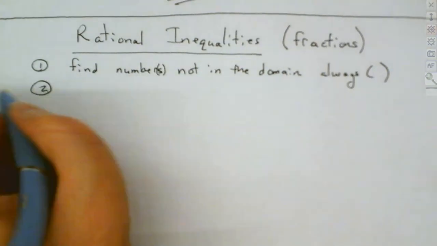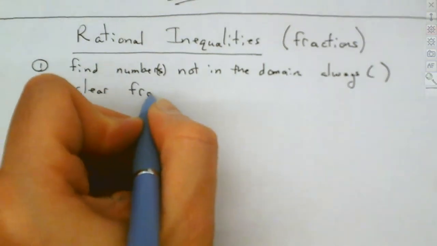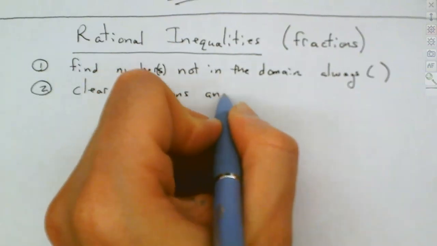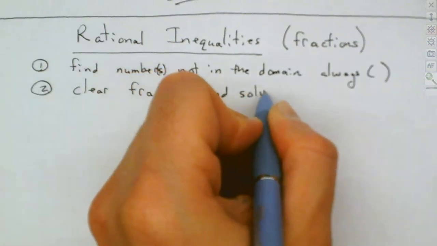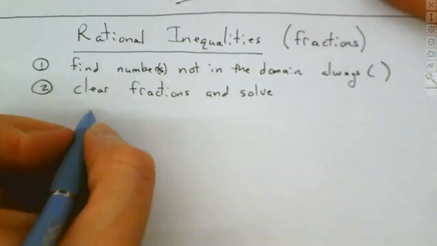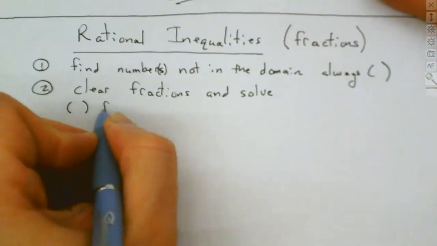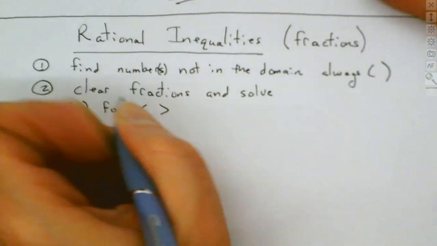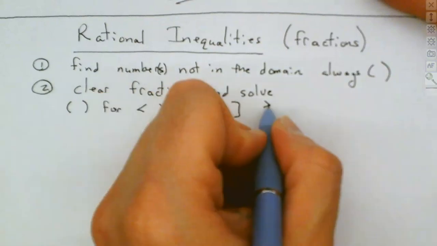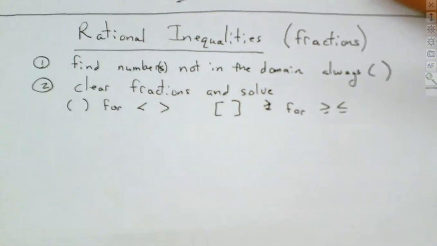Step number 2 is you clear the fractions and solve. Now, these can have either brackets or parentheses. So parentheses for less than or greater than, square brackets for greater than or equal to, less than or equal to.